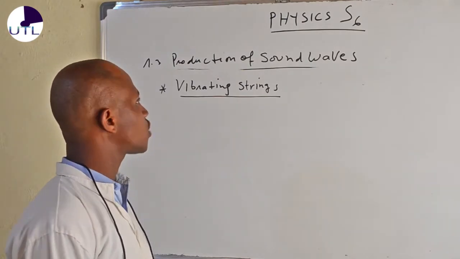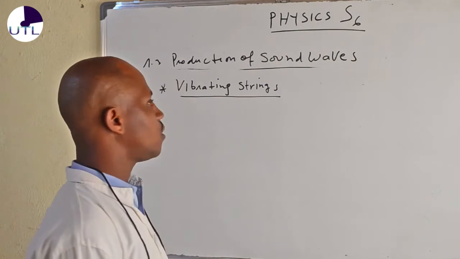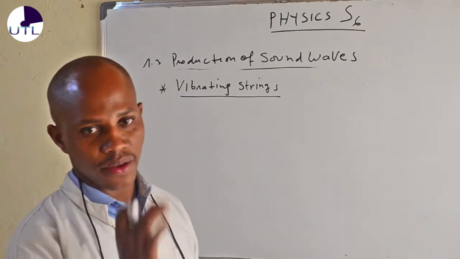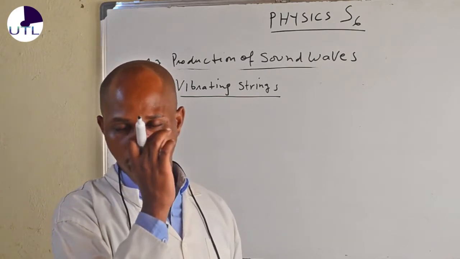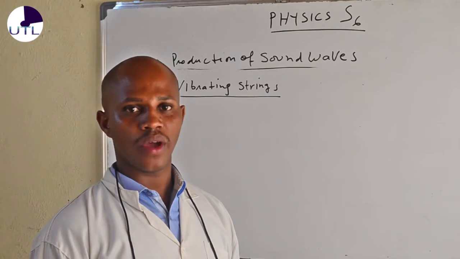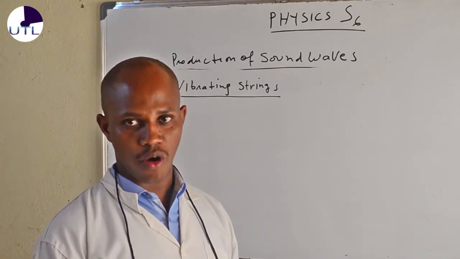Remember, we are on production of sound waves. So we started with sound waves produced by an open-ended pipe. Second one, where we have an end which is closed and another one is open.